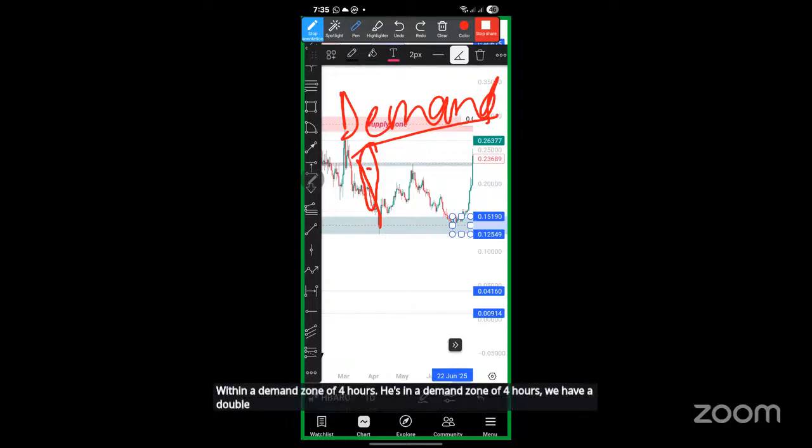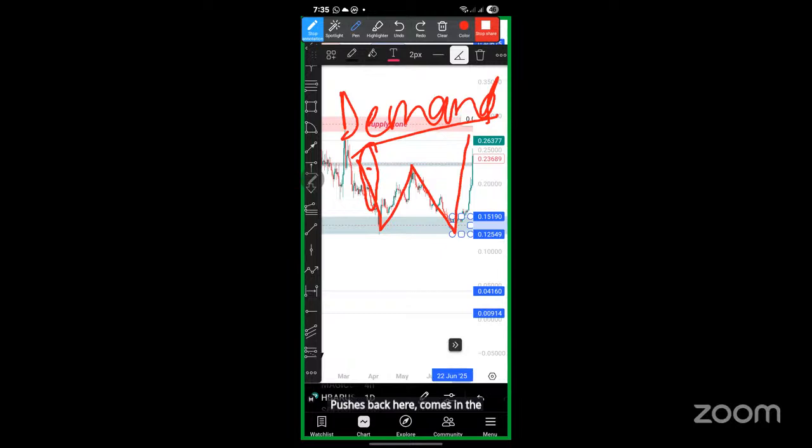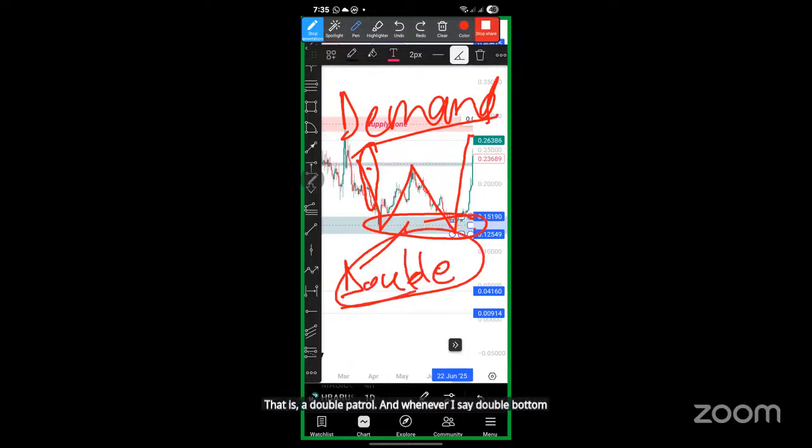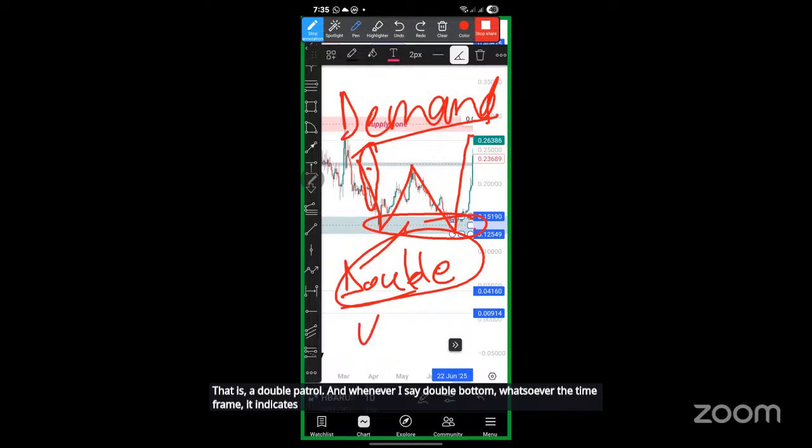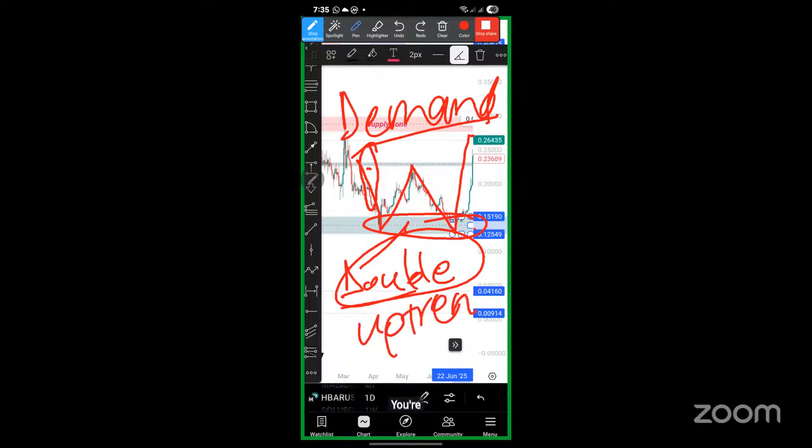Price comes here, taps in the area, pushes back here, comes in the area, pushes back here. So we have this area here. That is a double bottom. And whenever I say double bottom, whatsoever the time frame, it indicates uptrend. You're going up, price is going up.